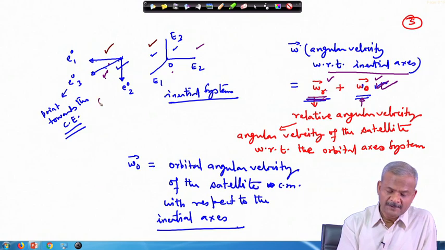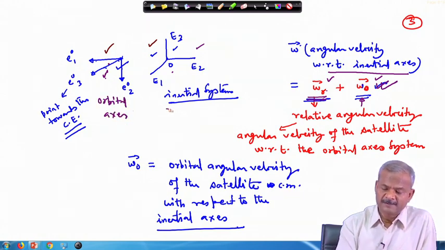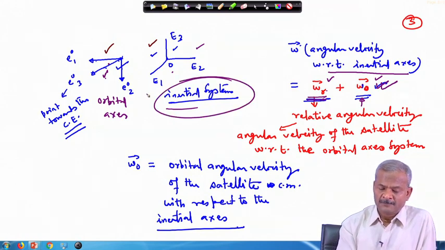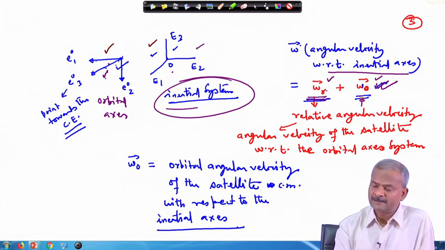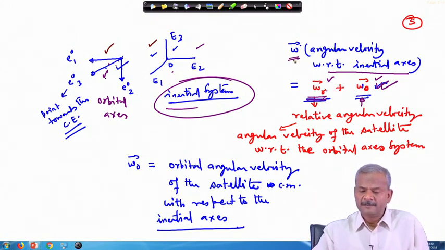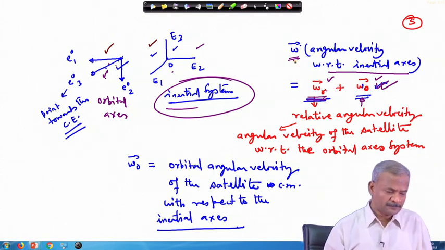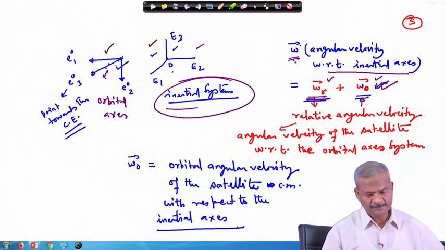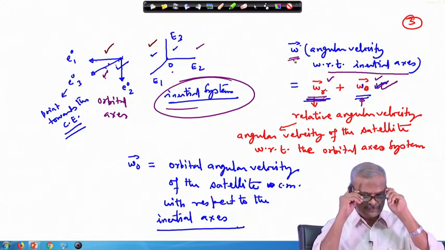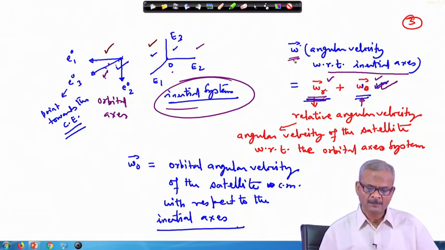This is your orbital axis system, and this is the inertial axis system. So, this is rotating with respect to this, and with respect to this, the satellite is rotating. So, both are vectorially added to get the net angular velocity of the satellite. Okay, so this puts the background for discussing the rest of the things.